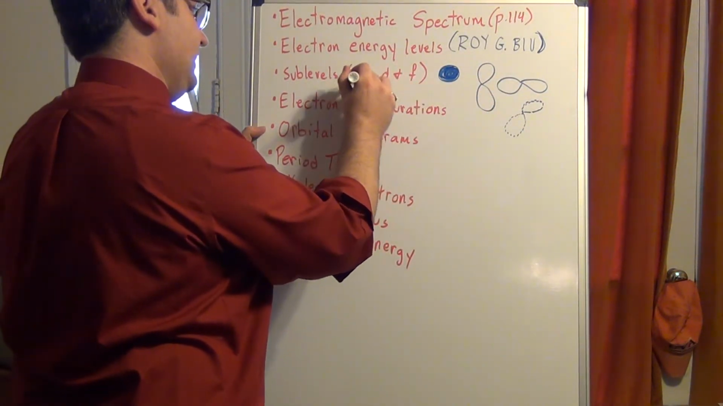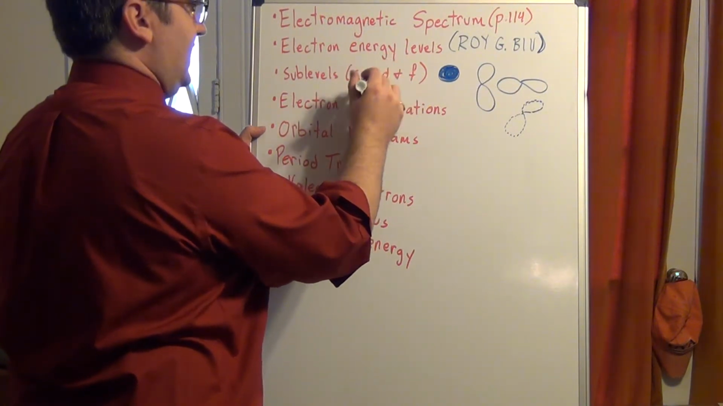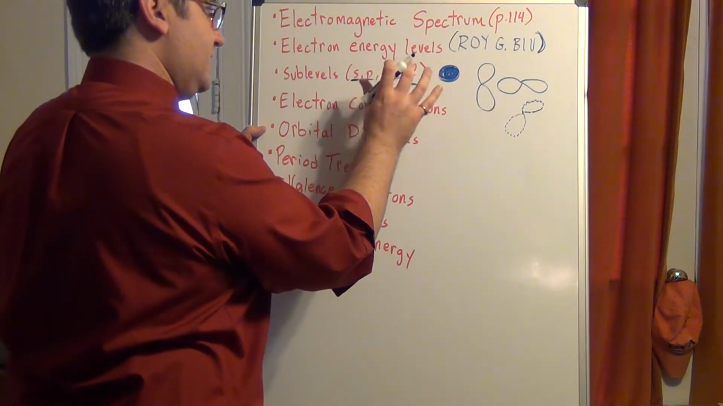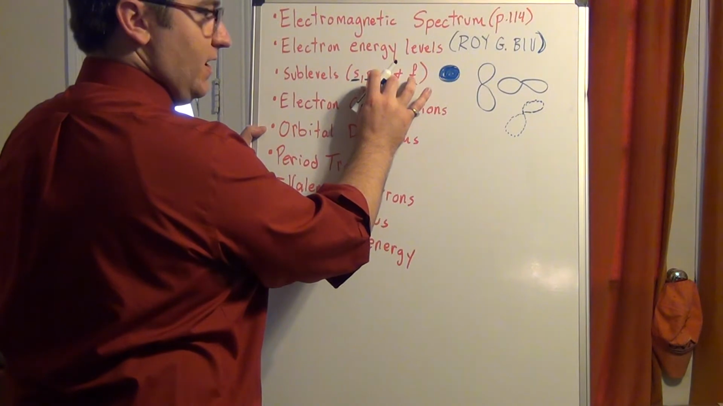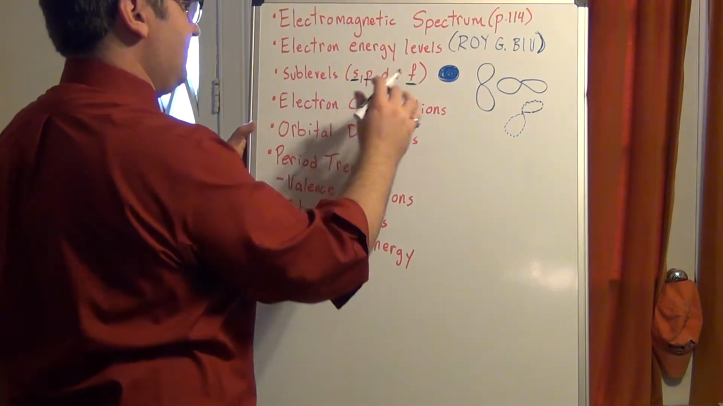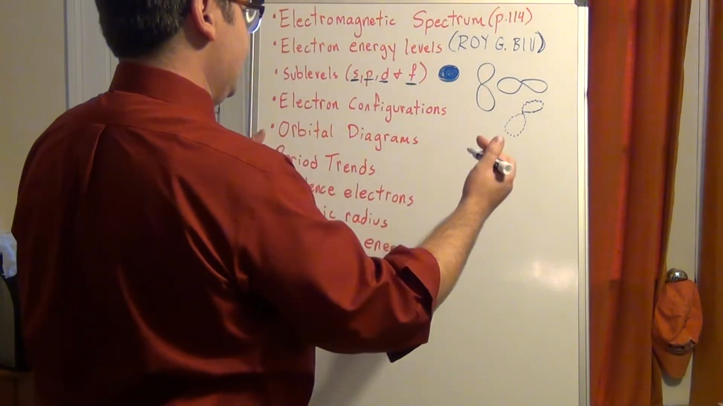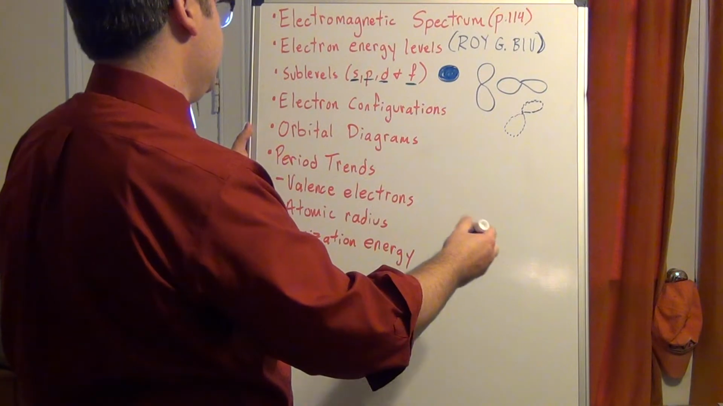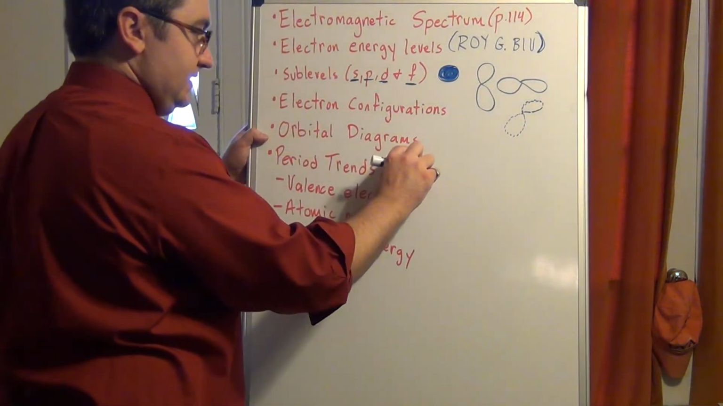Also know the number of electrons held within each sublevel, your S, P, D, and F. How many electrons fit in each sublevel, and how many orbitals are within each level. And remember that the maximum number of electrons that can fit within each orbital is going to be 2 electrons going in opposite directions. So that leads us to orbital diagrams.